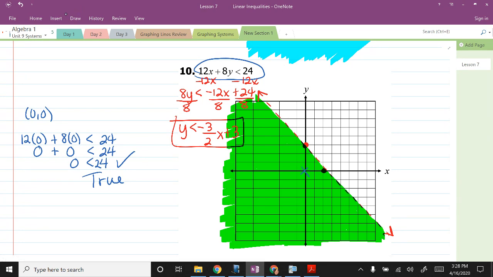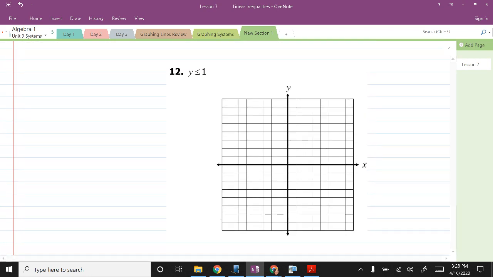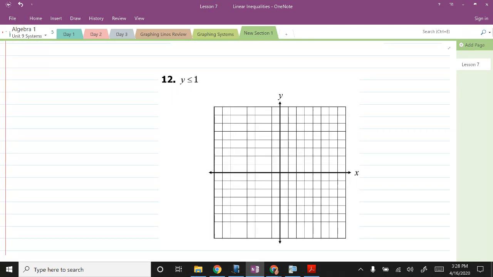So I just wanted to do number 12. Number 12 and number 11 are probably the quickest to graph if you memorized. So I have told you guys over and over and over again to memorize that x equals a number is a vertical line and y equals a number is a horizontal line. So on number 12, we got the line y is less than or equal to 1. Okay, so there's y and a number. So that means it's a horizontal line.